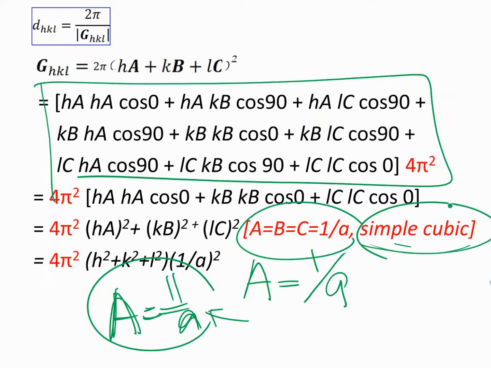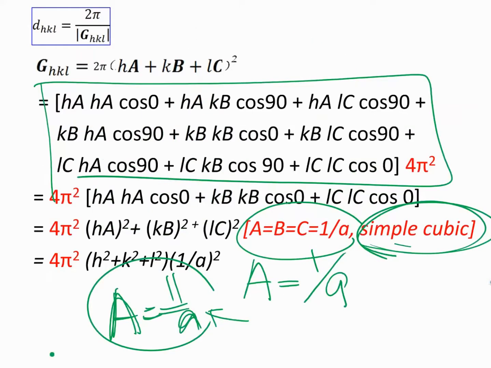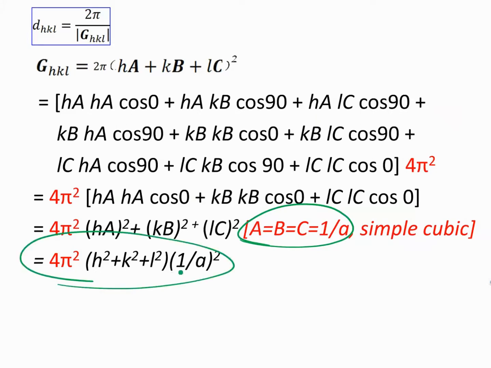But if it is not simple cubic, then you have to use the proper relationship between reciprocal and real like this, and then solve it. Since this case asks for the simple cubic, you can simply substitute reciprocal A equals 1 over A. Then after you solve it, this is a simple calculation, you will get the answer.